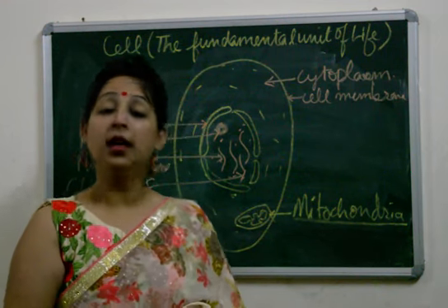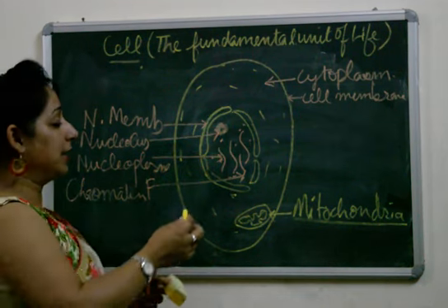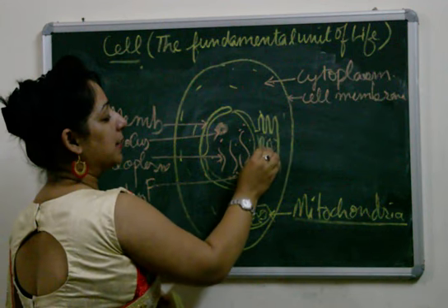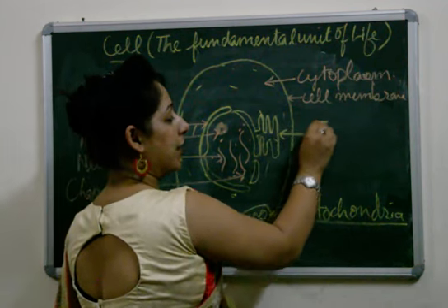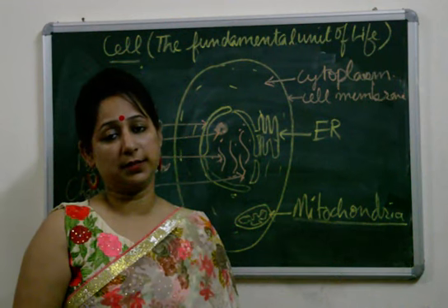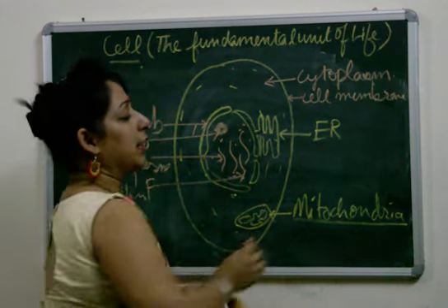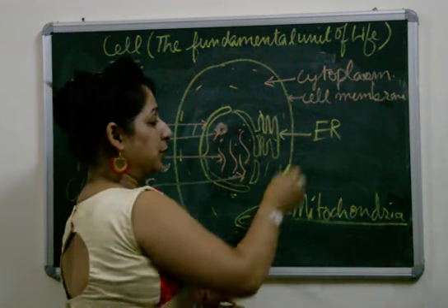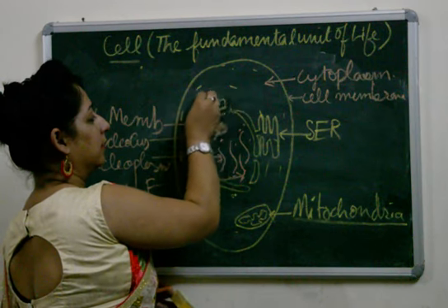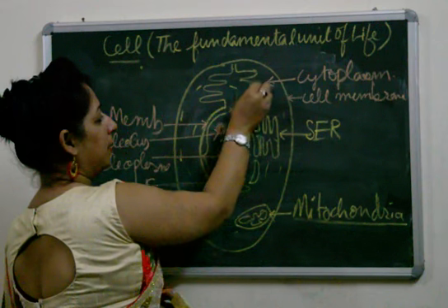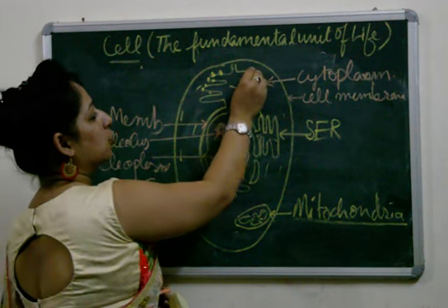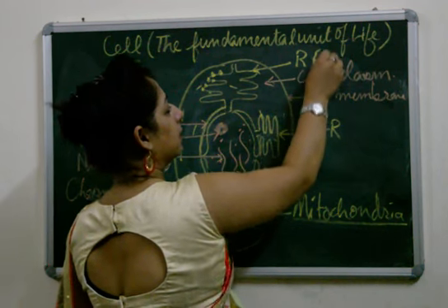This was about mitochondria. The next organelle which is present inside the cell is the endoplasmic reticulum, which is also known as the ER. Endoplasmic reticulum, it is a very important part of the cell. Why? First of all, they are of two types. Suppose this is a smooth endoplasmic reticulum, and this endoplasmic reticulum, which has these dot-like structures present over it, is known as the rough endoplasmic reticulum.